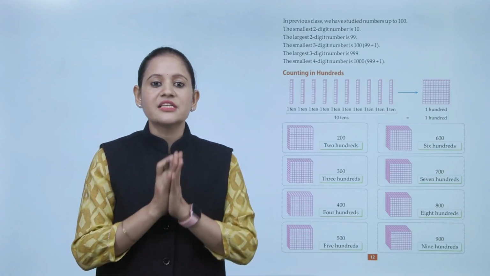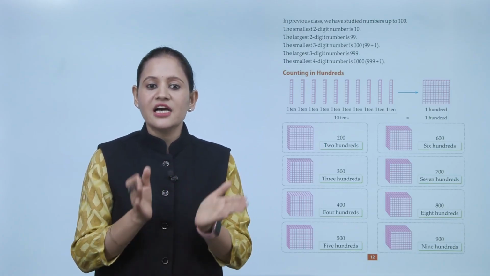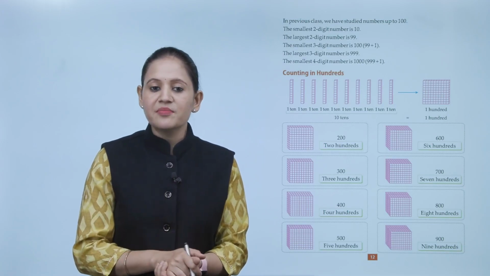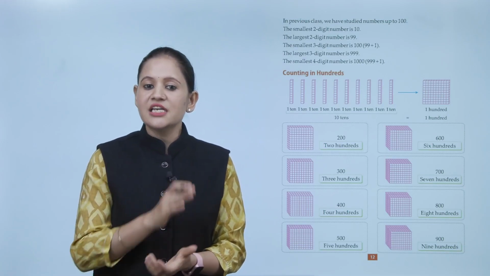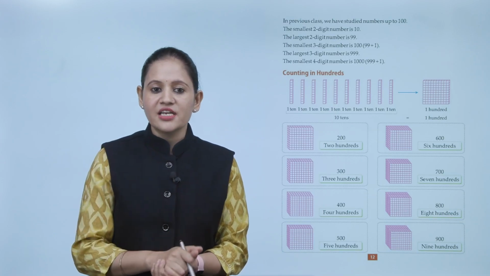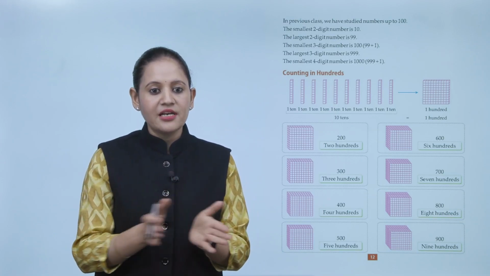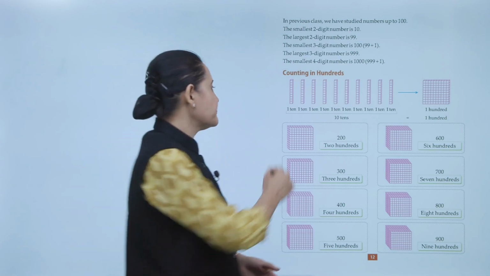Smallest 3 digit number, that is 100. And the largest 3 digit number, that is 999. The smallest 4 digit number, that is 1000. 999 में 1 add करेंगे तो we will get smallest 4 digit number. Clear? Next, counting in hundreds.